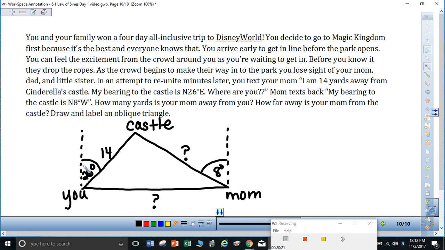Okay, so from the outside angles, we have enough information to find the little angles on the inside. When you know two angles, you can get the third angle. Then you can use law of sines. Since you know your angles, you know one side length, you should be able to get the other two missing side lengths.